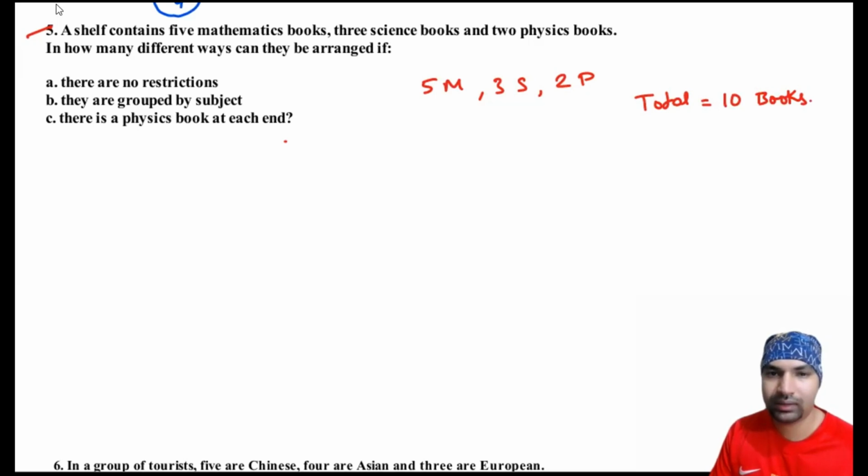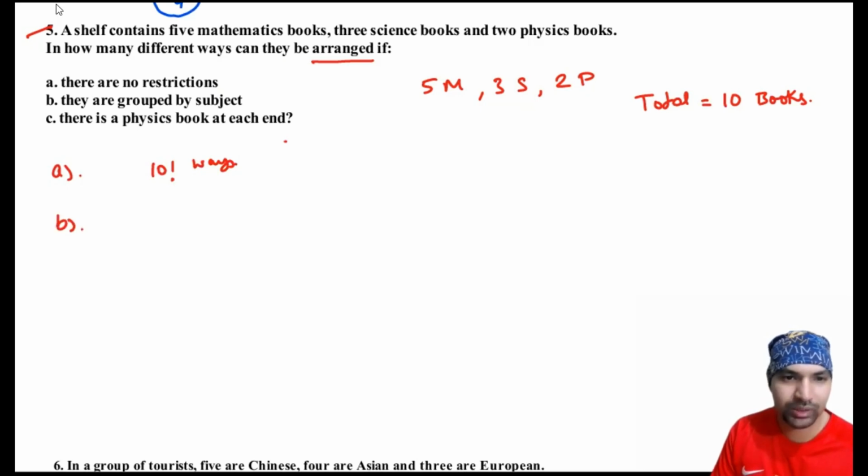In how many different ways can they be arranged? Arranged means what? Permutation. Okay, so let's answer the first bit. There are no restrictions. So 10 different things are there, and they have to be arranged in a line in 10 different ways, right? So that can be done in 10 factorial ways. That's the answer.